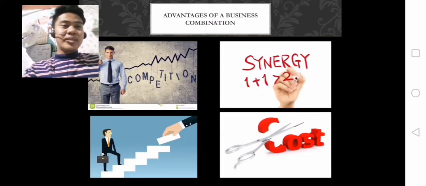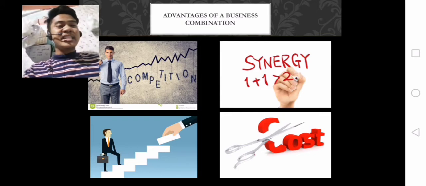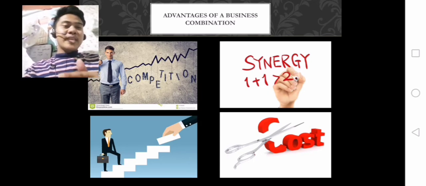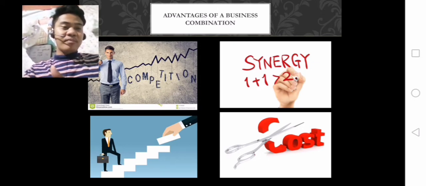Next, these are the advantages of business combination. First, competition. When two businesses combine, one will cease to operate, therefore competitors will be lessened. Second is synergy. When you talk about synergy, 1 plus 1 is more than 2. It means both competitors will merge, and therefore only one entity will operate. That's why it becomes powerful, because they will contribute their ideas on how to become a successful business. Third, it will cut costs. Duplication of cost will be cut off because there will be only one business operating.